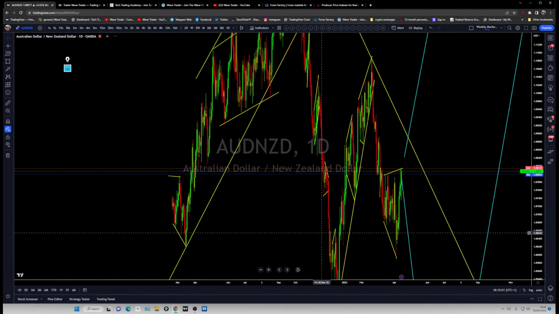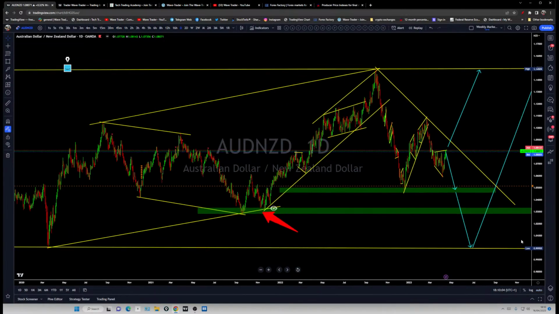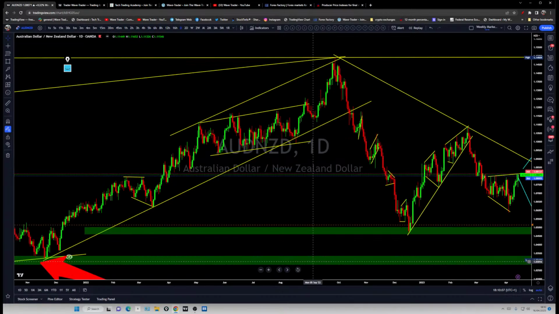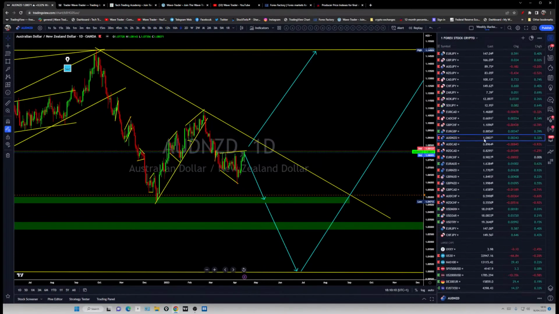Pound, Australian dollar and New Zealand dollar, I don't see any movement on this. So I'm simply going to ignore it. It's going to stay sideways for a while. I don't see a perfect opportunity on this chart, but this is the bigger picture right now.